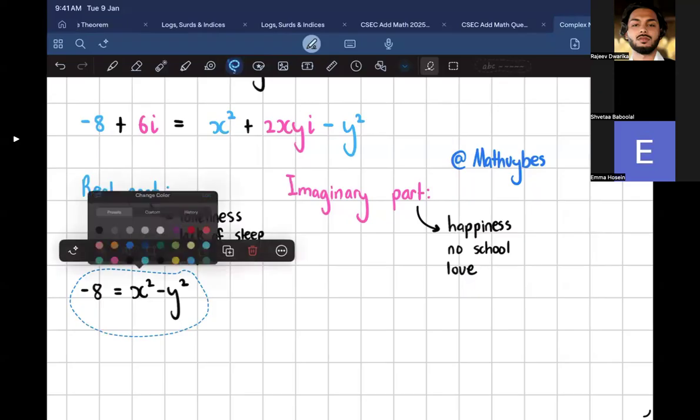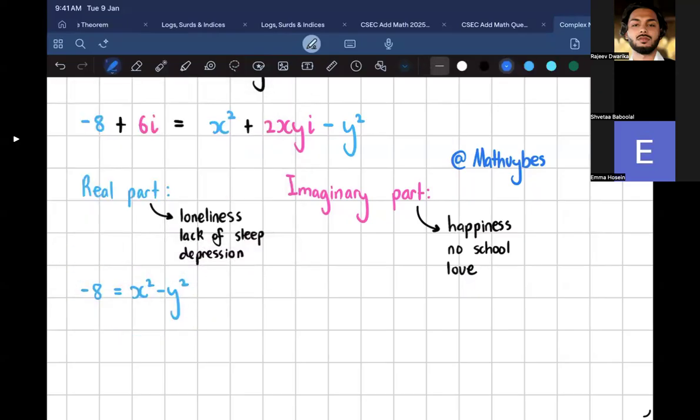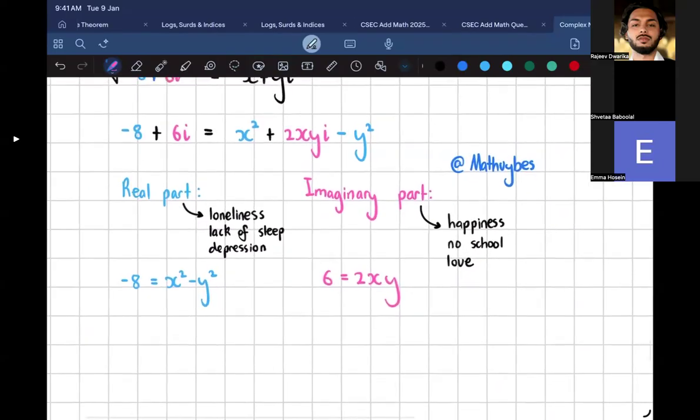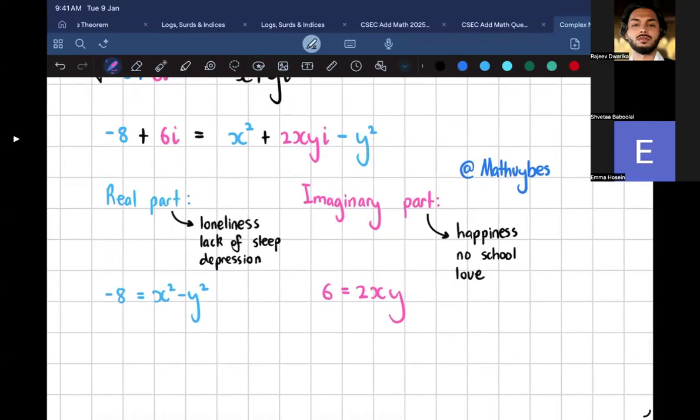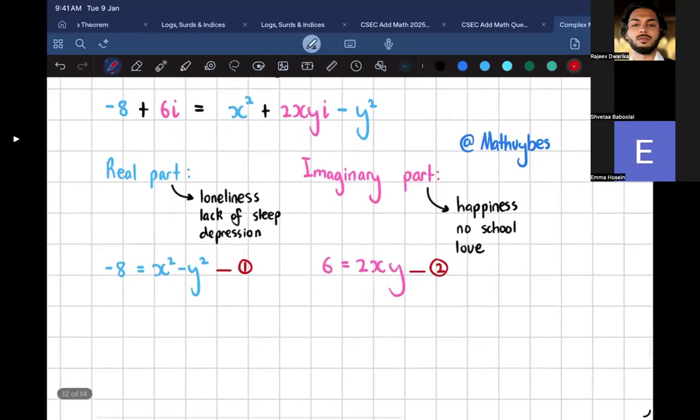How do we call it? Right, so the imaginary part is going to be 6 is equal to 2xy. And I call this equation 1. I call this equation 2, and you're gonna make equation 3. Let me fill up the screen with madness. That'll be fun.